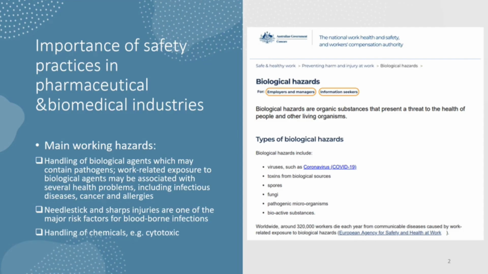On the right-hand side, this information is taken from the Australian government website. So according to them, worldwide, around 320,000 workers die each year from communicable diseases caused by work-related exposure to biological hazards. To me, I think this figure is really very, very alarming. So we could not emphasize more about the importance of following the safety practice in the industry.